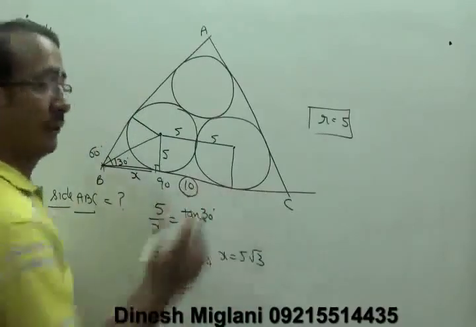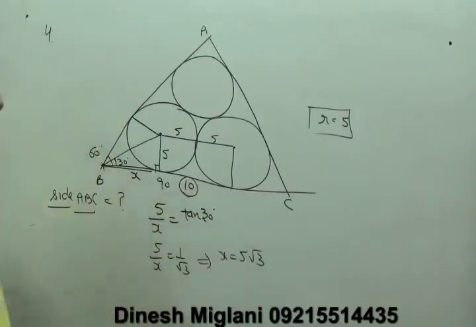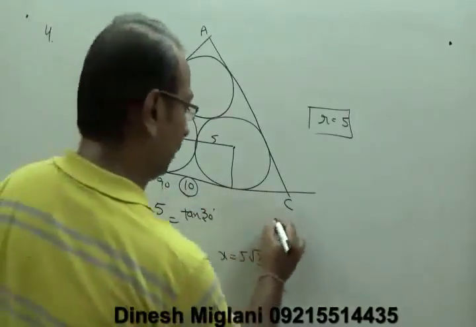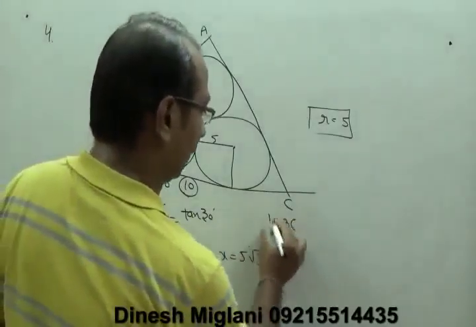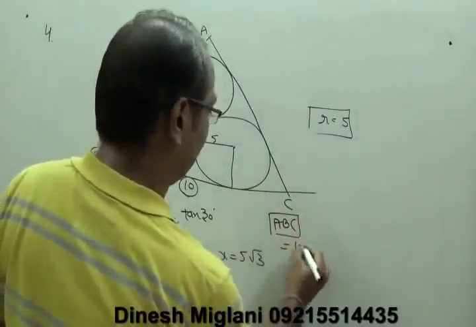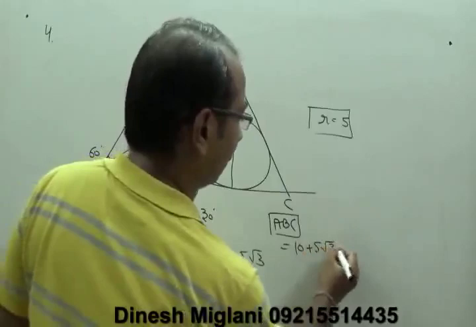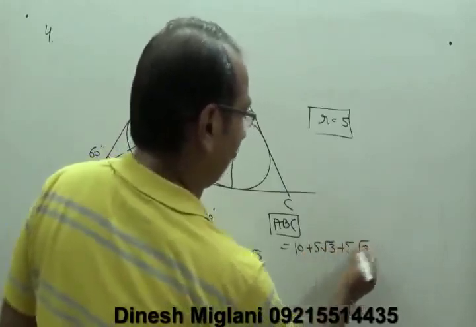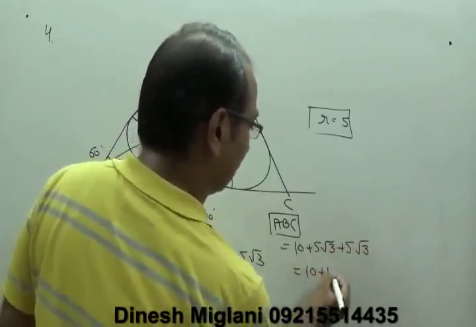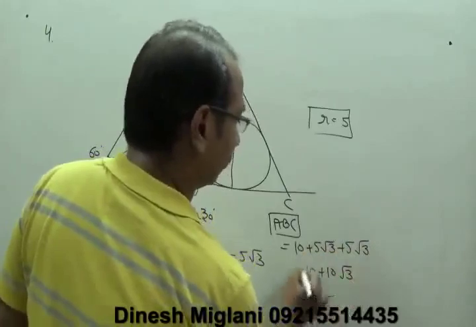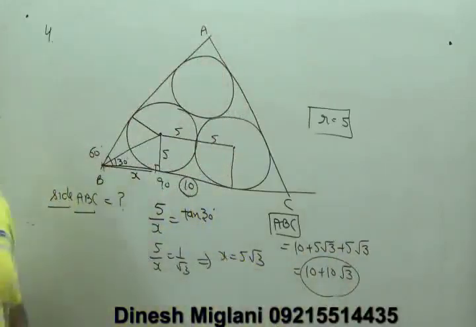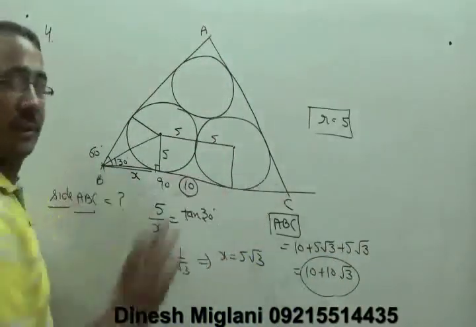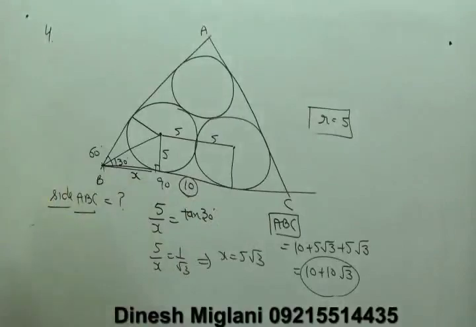This is 10 and this is 5 root 3. So finally I can say the side of the triangle ABC is said to be 10 plus 5 root 3 plus 5 root 3, or finally I can say 10 plus 10 root 3. That becomes my answer. That is said to be side of this triangle ABC, that is 10 plus 10 root 3. It becomes your answer.